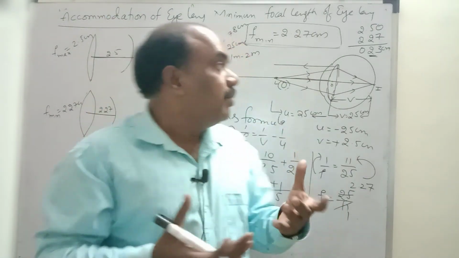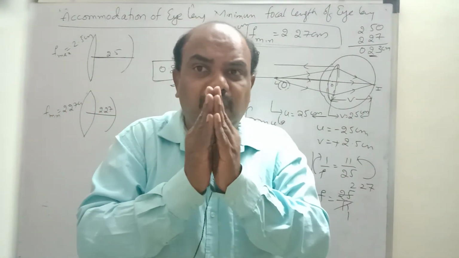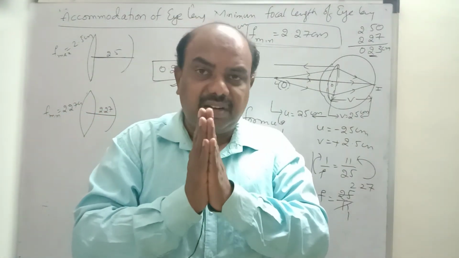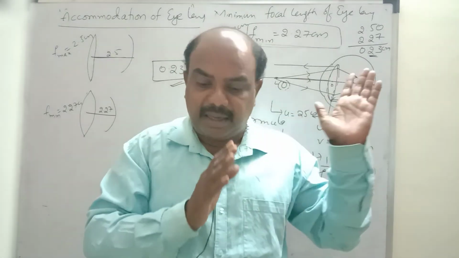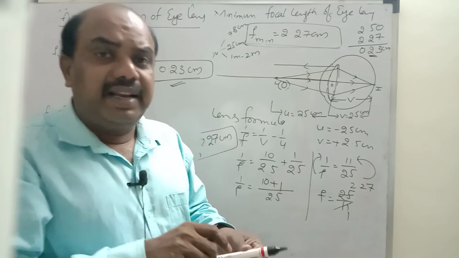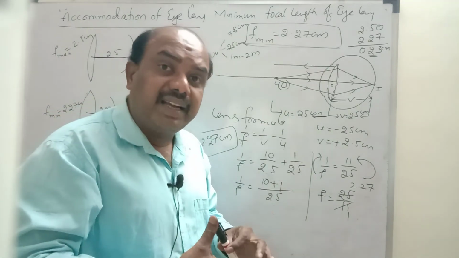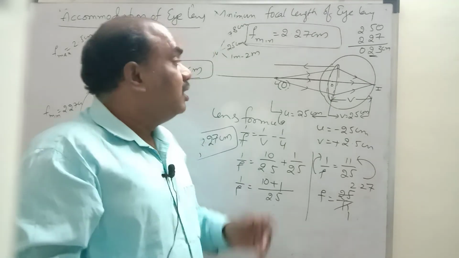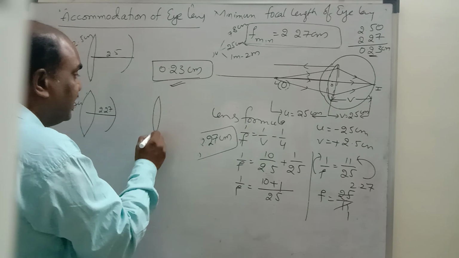Very important thing. Accommodation means the process of adjustment of focal length of eye lens. What is accommodation of eye lens? The process of adjustment of focal length of eye lens is called accommodation of eye lens. Because of it only, we can see both farther and nearer objects clearly. Sir, who will do this accommodation? This accommodation is done by the ciliary muscles.